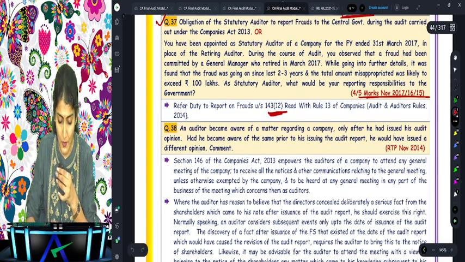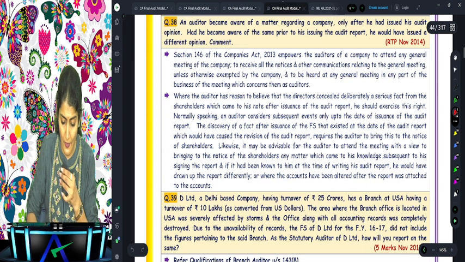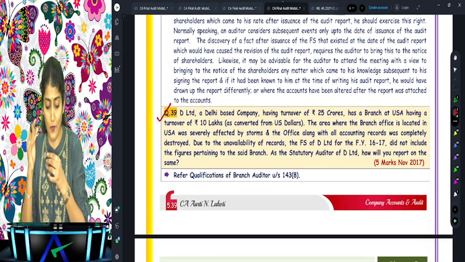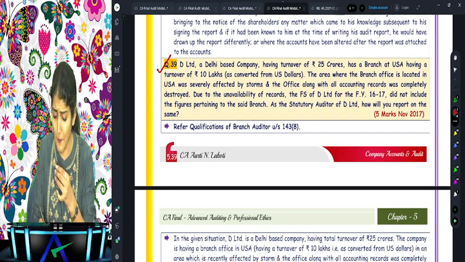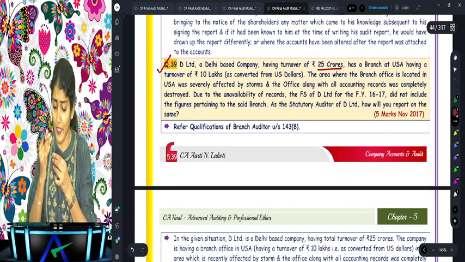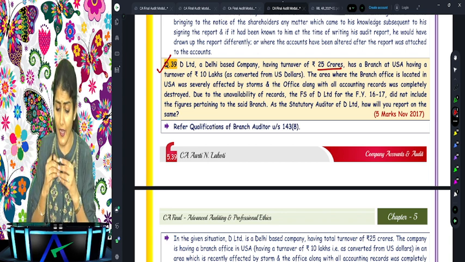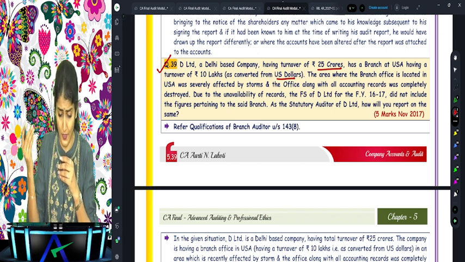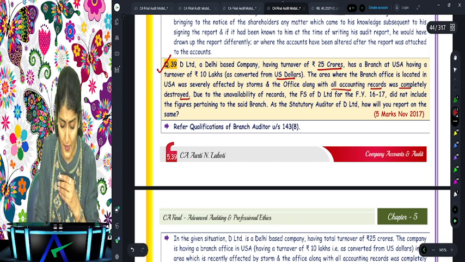Okay, right. So here we have this question, one duty to report on the fraud, and then we will look into this question over here, question number 39. D Limited is a Delhi-based company having turnover of 25 crore, has a branch at USA having a turnover of 10 lakh as converted from US dollar. The area where the branch office is located in USA was severely affected by the storms, and the office along with all the accounting records was completely destroyed.